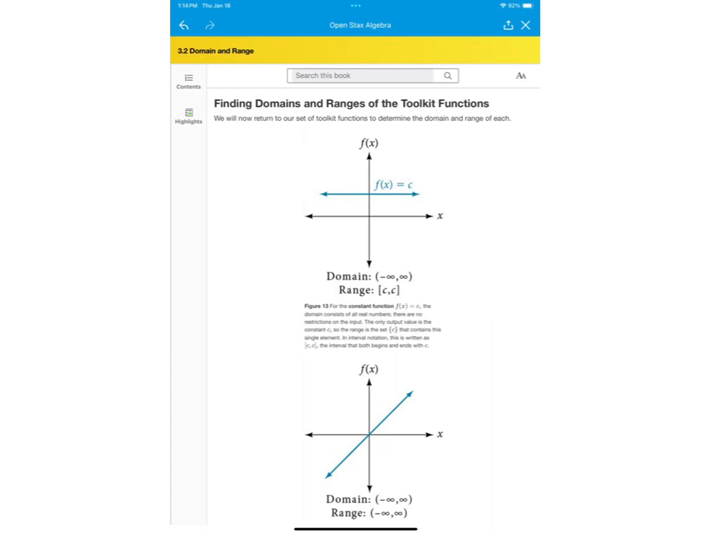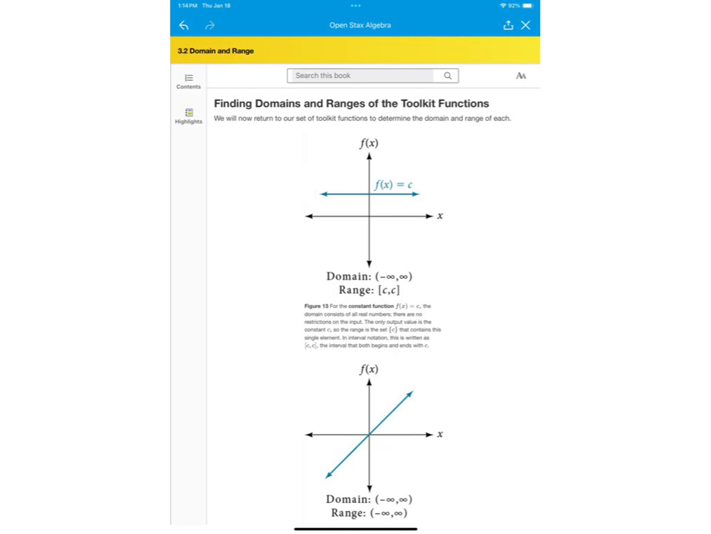So the question is, how far left and right does this function go? For the constant function, your domain is always going to be -infinity to positive infinity. There's no reason that this thing breaks. What's the range of this function? Whatever that constant number is.